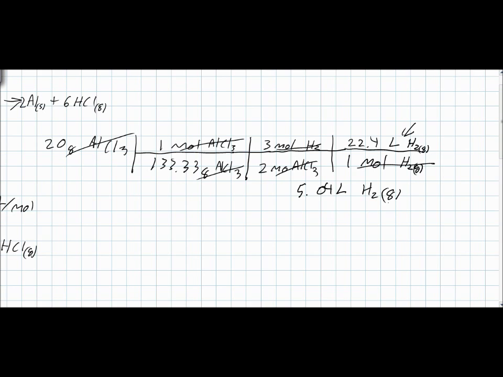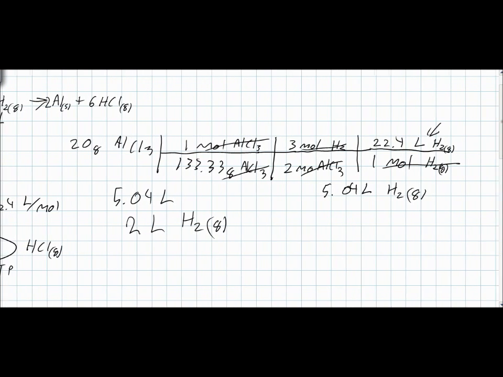gas. That means for 20 grams, I'm just going to cross this through. For 20 grams to fully react the aluminum chloride, we need 5.04 liters. We don't have that much. We only have 2 liters. This means that hydrogen gas is our limiting reagent, because we don't have enough to use up all of the 20 grams. There will be some left over of the 20 grams.